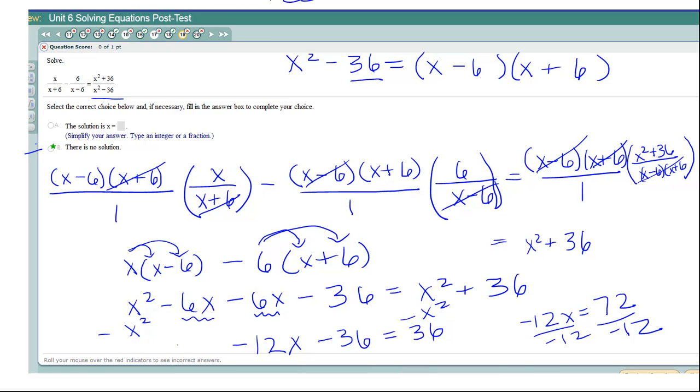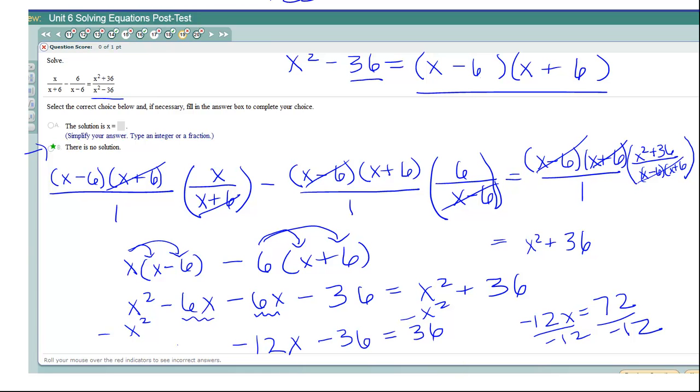I don't know why it says no solution. I must have done something wrong, so let me go here and check my work. I know that this is x minus 6 times x plus 6. That makes sense to me. Then over here, let me make sure I copied this down correctly. That looks good. I copied this stuff down correctly. x squared plus 36, okay.